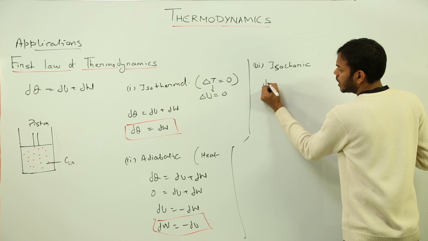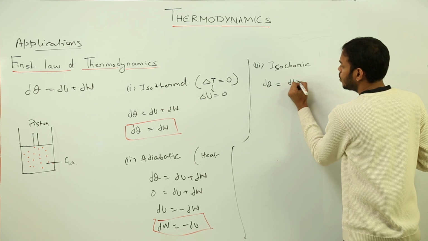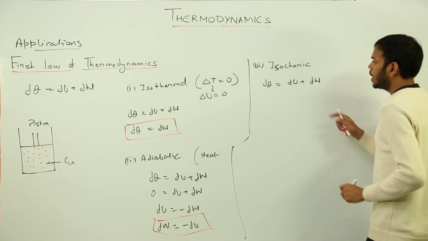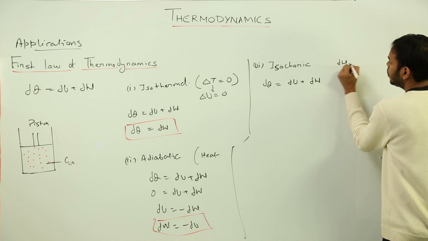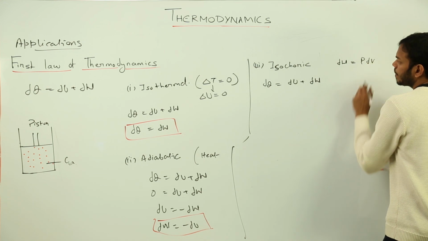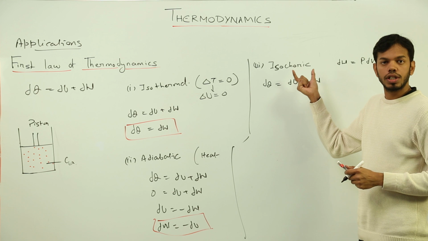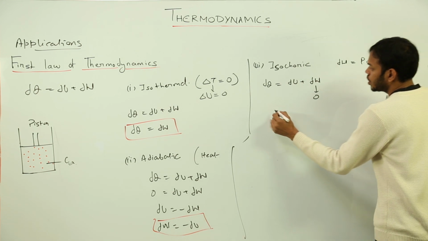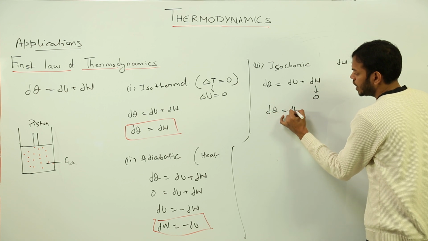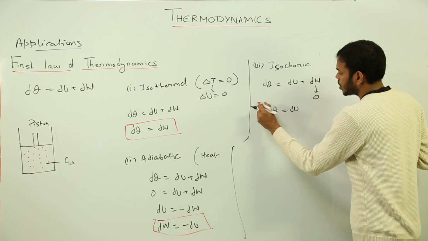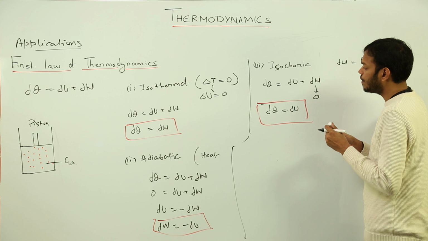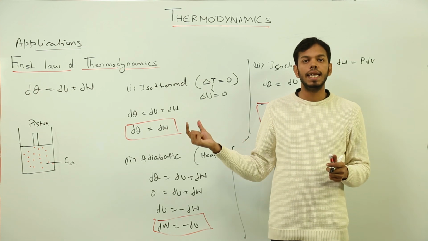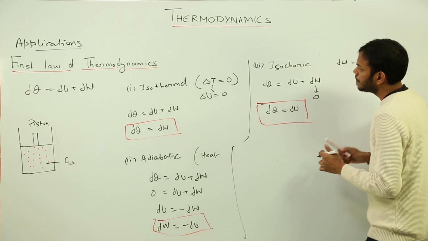So again the law, dq is equal to du plus dw. Now we have already studied that dw would be what? pdv. Isochoric means at constant volume. So dv is equal to 0. That means this term would be 0. So I am left with dq is equal to du. So in isochoric process, what happens? Total heat given to a system is used entirely in changing its internal energy.